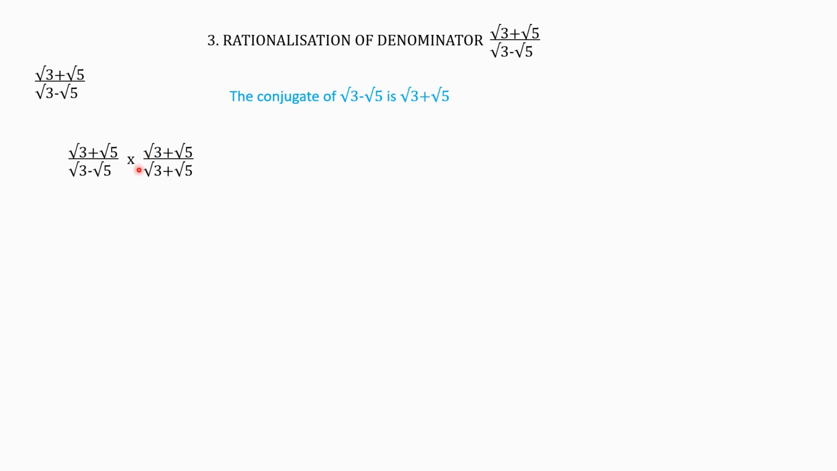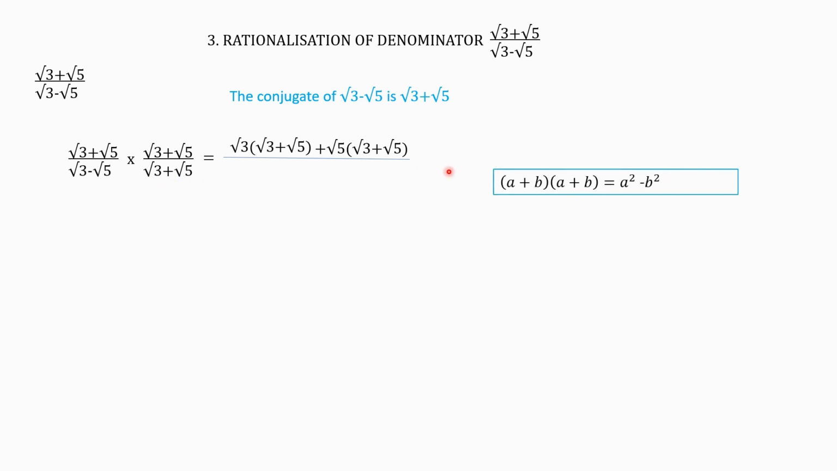Let us multiply root 3 and root 3 plus root 5, and plus root 5 and root 3 plus root 5, divided whole by root 3 minus root 5 and root 3 plus root 5. Looking at it carefully, we have found the expression in the form of a square minus b square. So here we have root 3 whole square minus root 5 whole square.